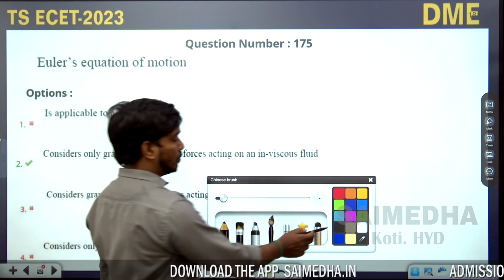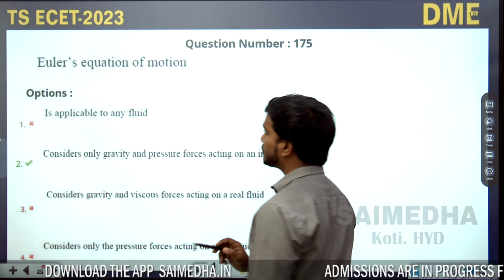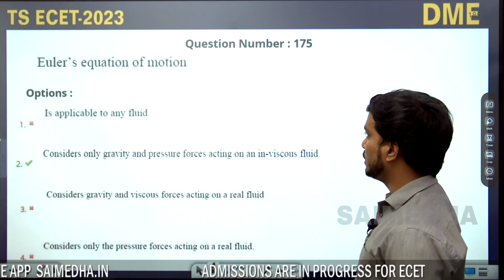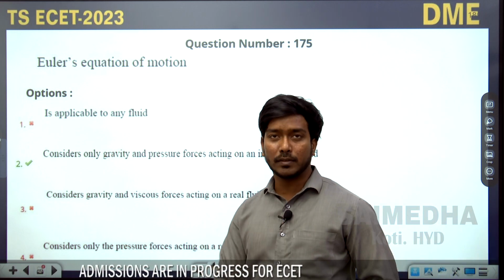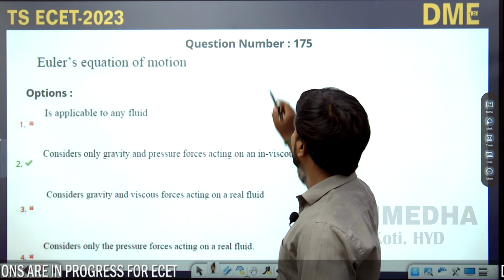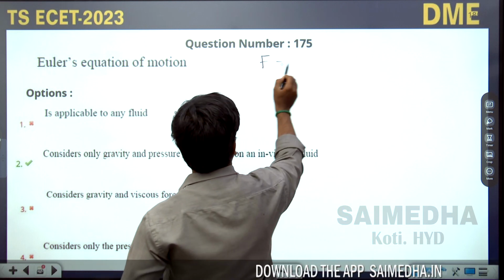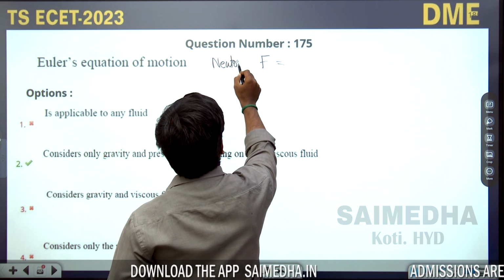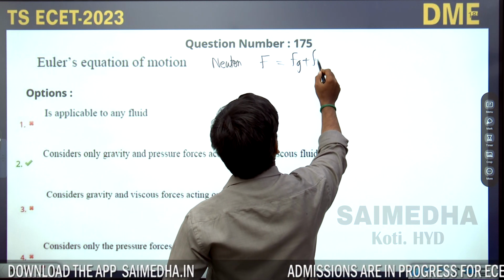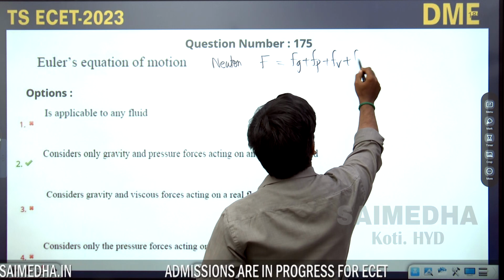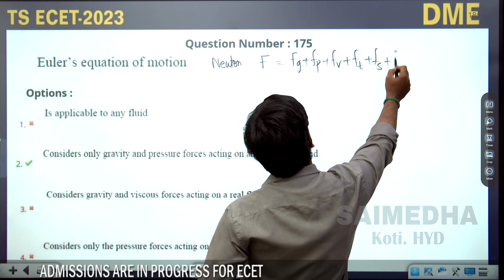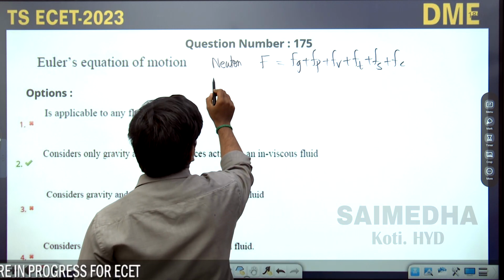What is the question given now? The question given is: Euler equation of motion is... actually, I have given 4 equations in the video lectures. The first one is what? Newton. In Newton, the force formula includes gravity force, pressure force, viscous force, turbulent force, surface tension force, compressibility. Newton tarvata em vastayi?